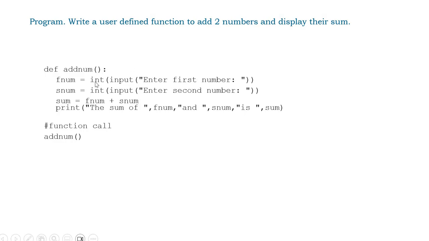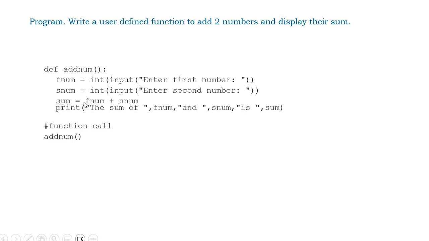Whatever you input will be converted to an integer and stored in fnum. Similarly, we do this for snum, the second number. "Enter second number" will be displayed on the screen, and that input will be taken from the keyboard and converted to an integer, because whatever you input through the input function is treated as a string. So you need to convert it to an integer first if you want to store it as an integer. Then snum will hold that integer value.